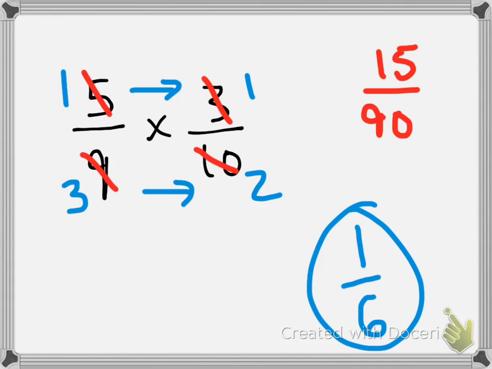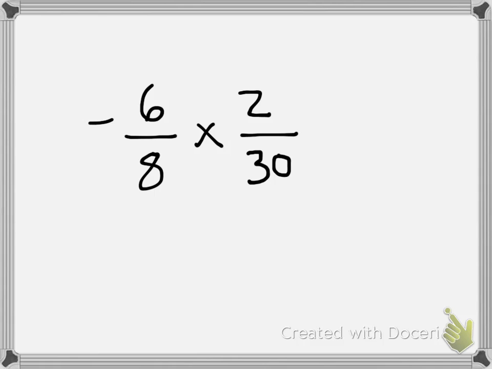Let's do one more example. Here we have a negative number, so we need to apply what we've already learned about positive and negative integers and multiplication. So we know that a negative times a positive is a negative. So I'm just going to keep that little negative over there to remind me that my answer needs to be a negative.